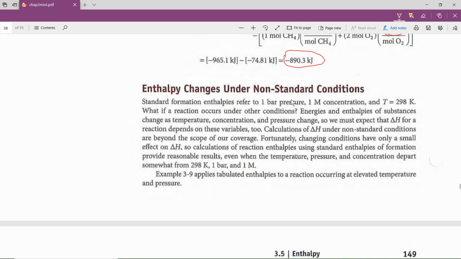Standard formation enthalpies refer to 1 bar, 1 molar, and 298 Kelvin. What if a reaction occurs under other conditions? Well, things can change, because delta H depends on those variables too. And the delta H are going to be standard.